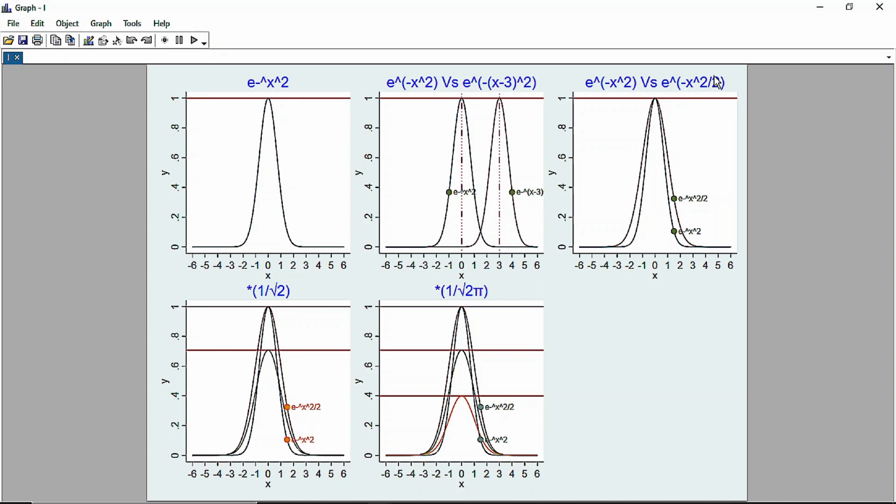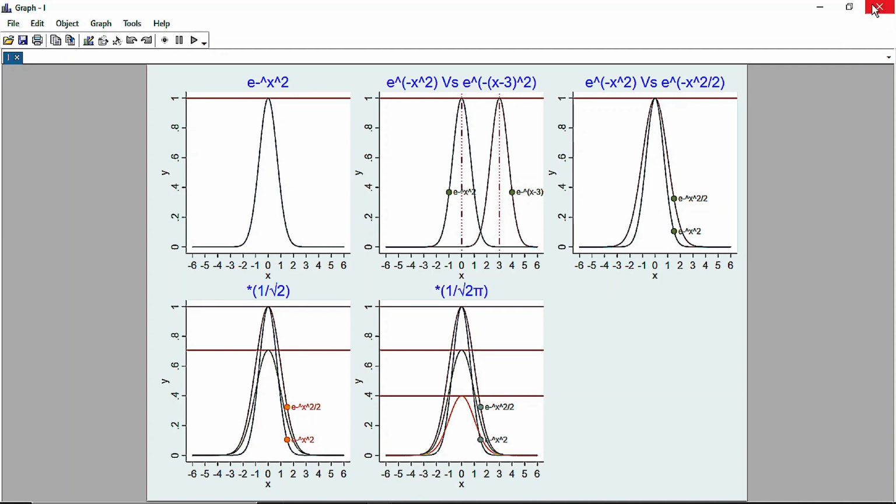Similarly, if we divide our variable by certain values, then it will help us increase the variance, so this is called a scale parameter. And here the mean or shift parameter is 0, that is why they are centered at the mean of 0. Similarly, if we multiply it by 1 by root 2, or in other words, divide it by root 2, then the height of the bell curve will be scaled down. And further, if we divide it by root 2 pi, this will help us derive the normal distribution, and its area will be preserved to 1.